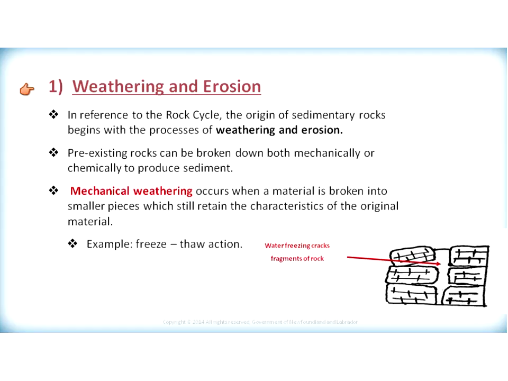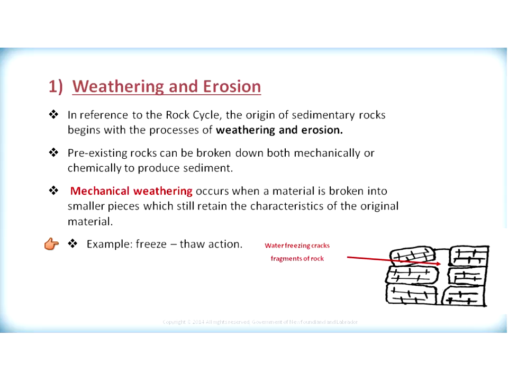The first stage in the formation of sedimentary rocks is weathering and erosion. In reference to the rock cycle, the origin of sedimentary rocks begins with the process of weathering and erosion. Pre-existing rock can be broken down both mechanically and chemically to produce sediment. Mechanical weathering occurs when the material is broken into smaller pieces which still retain the characteristics of the original material.